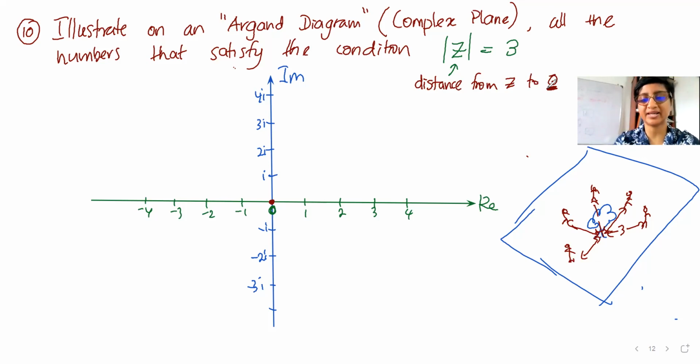Hatfi is saying you can be here, you can be here, you will be 3 steps away. Is that all? So 4 positions. Are there only 4 numbers whose modulus is 3, whose size is 3? You draw. There are infinite. There are infinitely many.